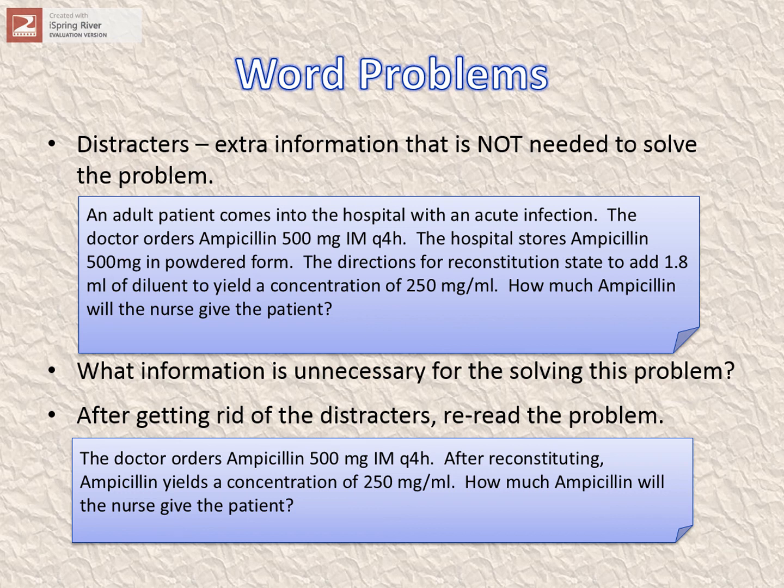Well, that's a lot of information we really don't need to know. What information is unnecessary for solving this problem? Well, you don't care why the patient came. Just in terms of doing a drug calculation, you don't care why the patient came into the hospital. You don't care why they're getting the ampicillin. You actually don't care what medication they're getting.